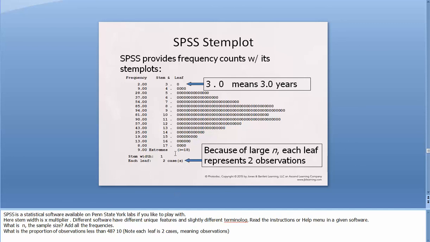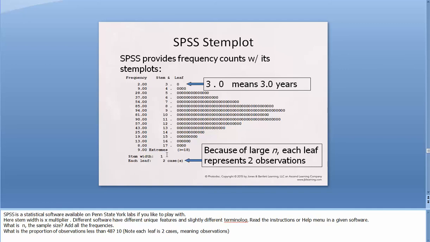All right then. So now look, here are the extremes. Now this SPSS stem plot tells you the extreme values. Now again, the extreme means outliers. See, as I said, different software use different terms. Extreme is the same as the outlier.